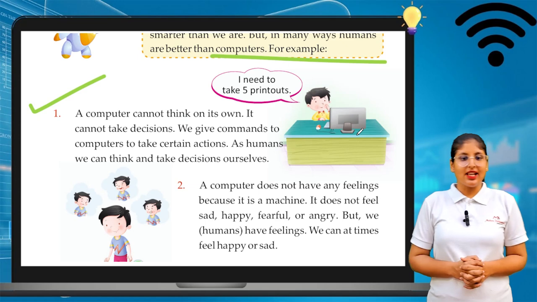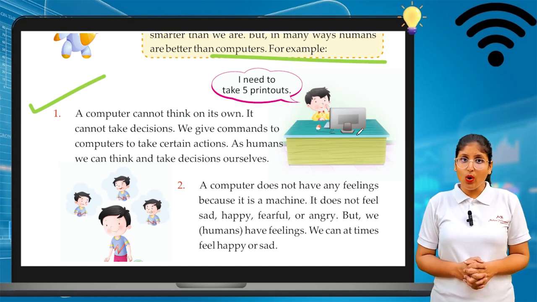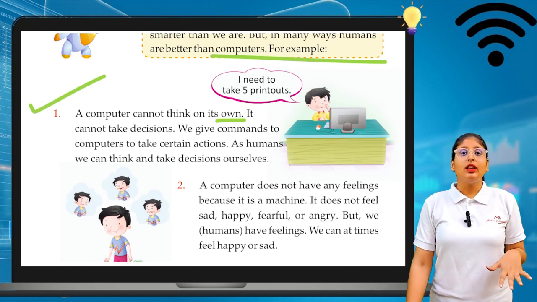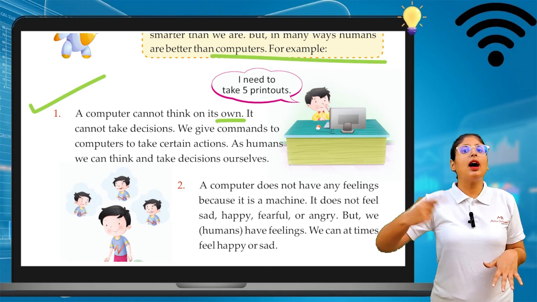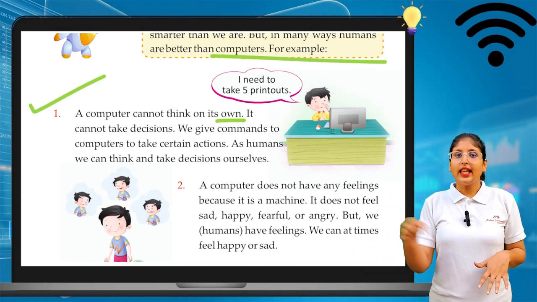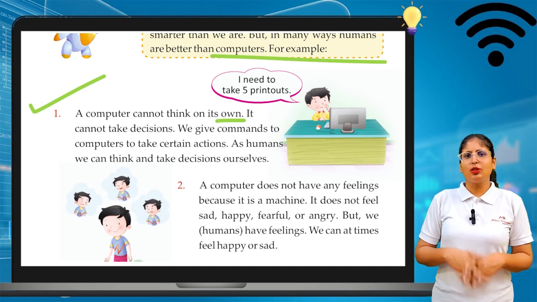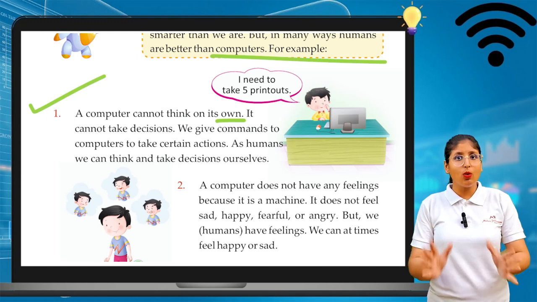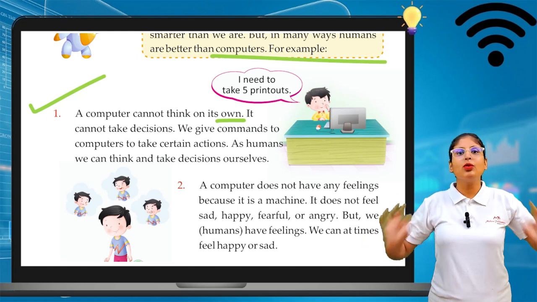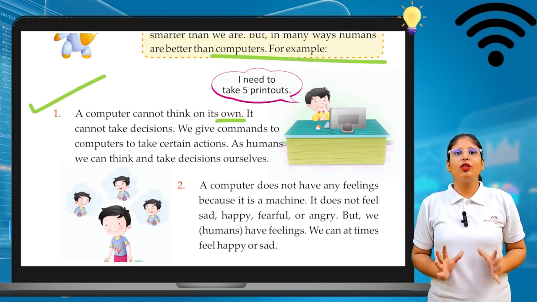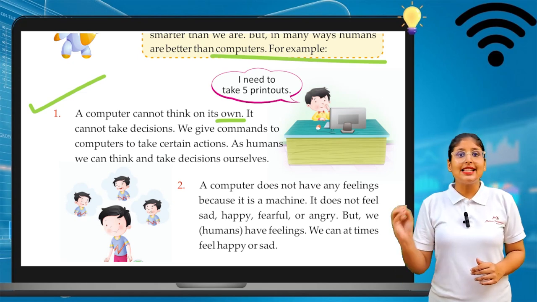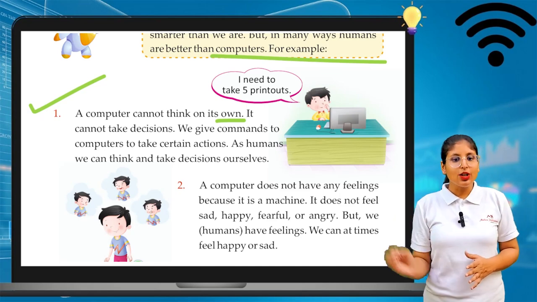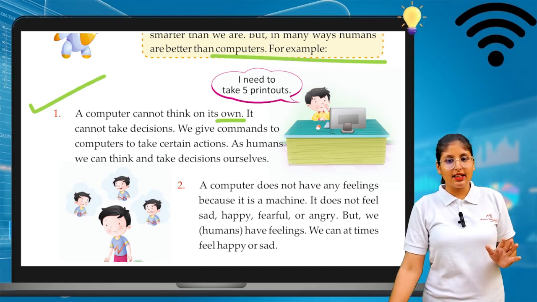First, a computer cannot think on its own. What I am telling you is that a computer cannot think by itself. You have to command the computer, then the computer works on your command. It cannot think automatically, oh, I should play the music, I should open the game, I should open YouTube. No, it cannot work on its own. Whatever command you give, the computer follows it. So it cannot take decisions. We give commands to a computer to take certain actions. As humans, we can think and take decisions by ourselves.